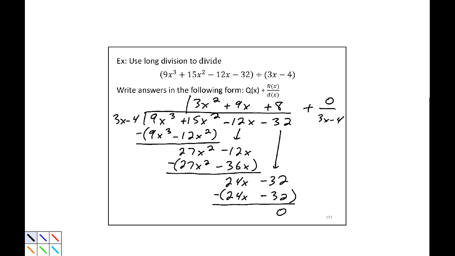Now that is not needed because my remainder is 0. This tells me I have two factors. 3x minus 4 is a factor of the original polynomial, as is 3x squared plus 9x plus 8.